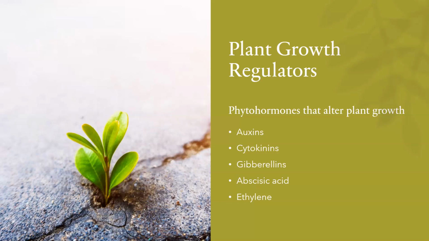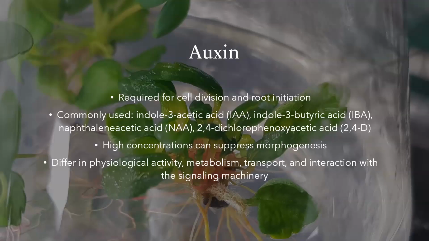In general, auxins promote cell enlargement and root initiation, whereas cytokinins promote cell division and shoot initiation. An auxin is required by most plant cells for division and root initiation. Auxins commonly used in plant tissue culture media include indole-3-acetic acid (IAA), indole-3-butyric acid (IBA), naphthalene acetic acid (NAA), and 2,4-dichlorophenoxyacetic acid, or 2,4-D.